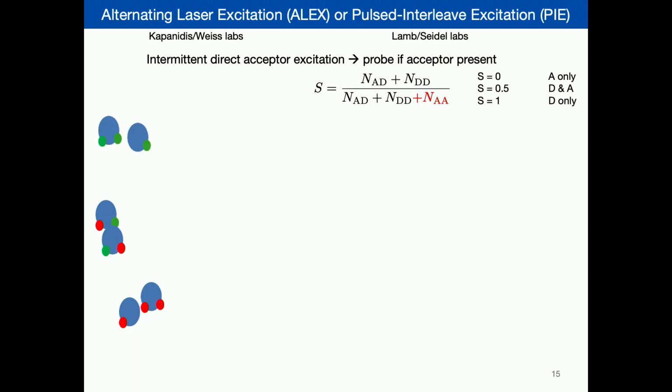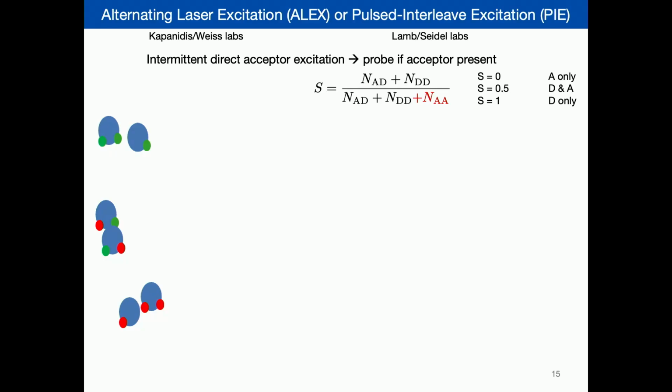Why is that interesting? Well, we can define a new parameter, which the field calls stoichiometry. And that looks a little bit like a FRET equation, but it's actually the number of photons of the acceptor after donor excitation plus the number of photons of the donor after donor excitation, and so on and so forth. And there's one important parameter, that's the number of photons of the acceptor after acceptor excitation.